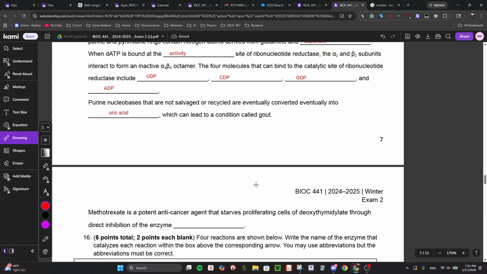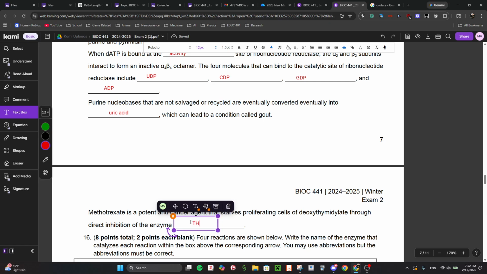Methotrexate. Oh, I didn't even see this. Methotrexate is a potent anti-cancer drug. I know the answer. It's going to be dihydrofolate reductase. I don't think you guys talked about that.